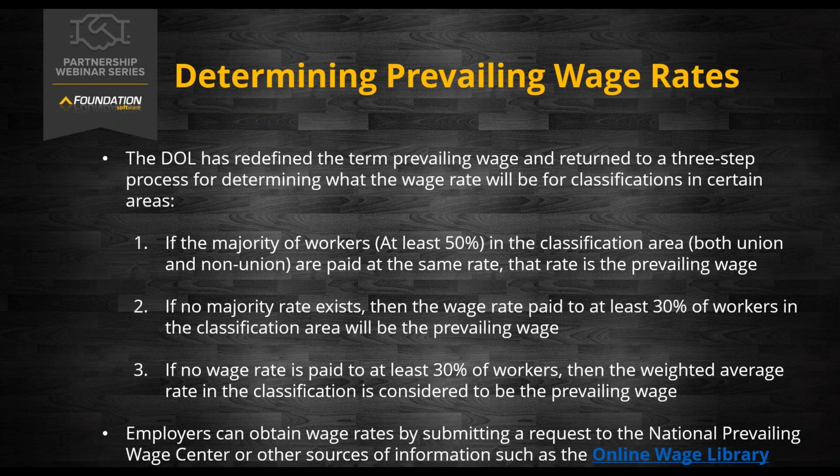The second: if in that specific area no majority rate exists, at least 30%, then the wage rate paid to at least 30% of workers in that classification area will become the prevailing wage rate. Then the third: if the first 2 do not qualify, if no wage rate is paid to at least 30% of workers in that area, then the overall weighted average rate in that classification is considered to be the prevailing wage rate.